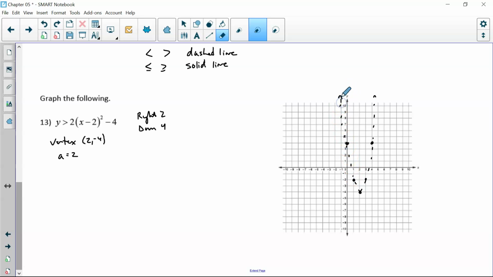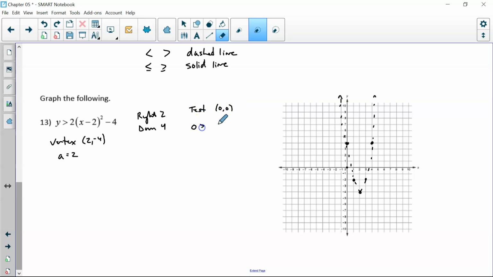Now, we're also going to have some shading that needs to occur, whether we're going to be shading inside or outside. And just like we did before, pick a test point. Now, it doesn't matter where your test point is, if it's inside or outside. I like using 0, 0 if possible. And that's not on the graph. Only thing we can't have is a point on the graph. So I'm going to test 0, 0, because it's easier to work with.